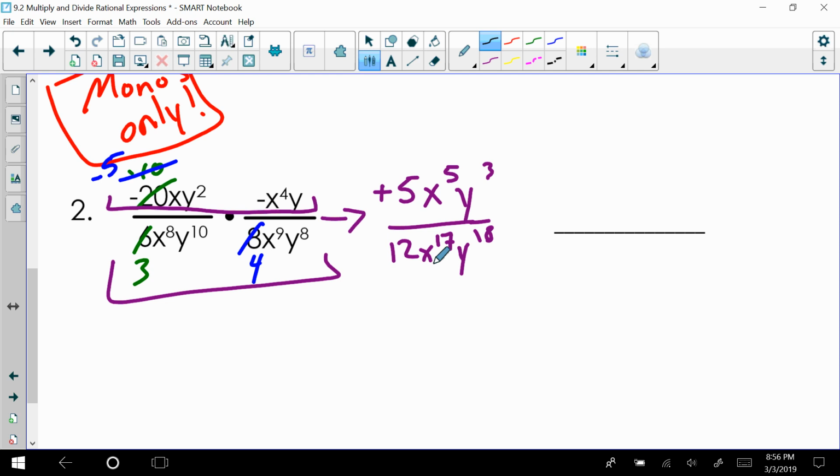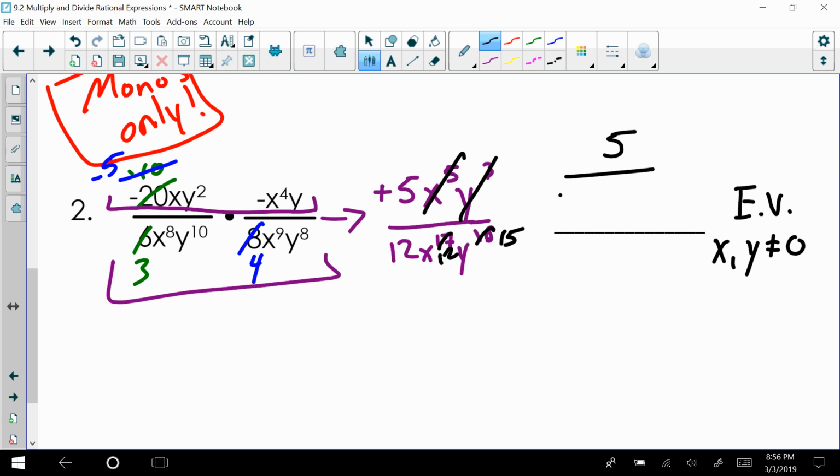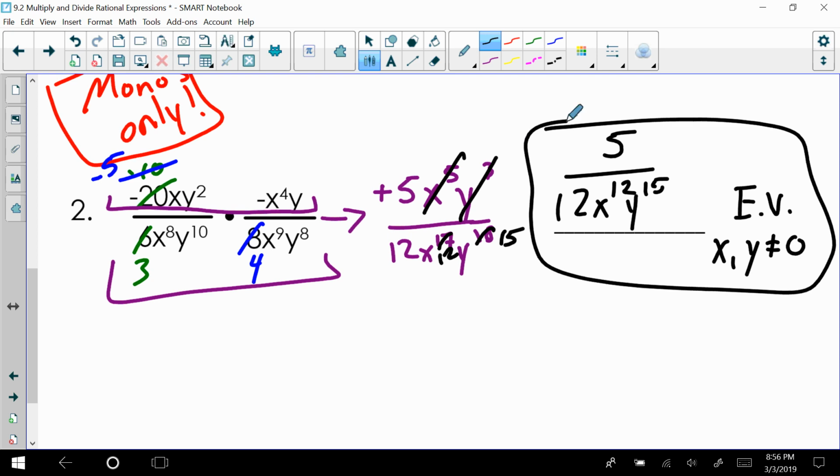Get to here, state your excluded values quick. Well, I can't have x and y again be equal to 0. Now I just cancel stuff out. 5 goes with that, makes it a 12. Oh, 3 of those comes down here, makes that a 15. What's left? 5 on top, 12, x to the 12th, y to the 15th. And again, all of that is my final answer.